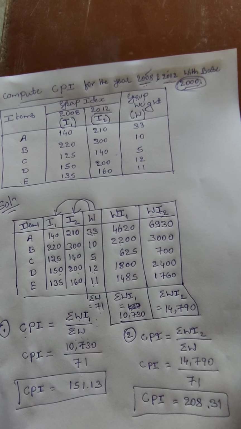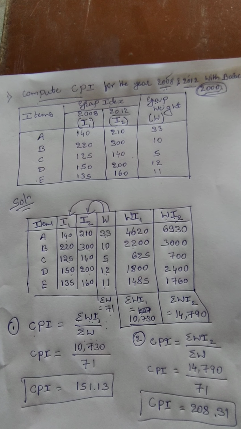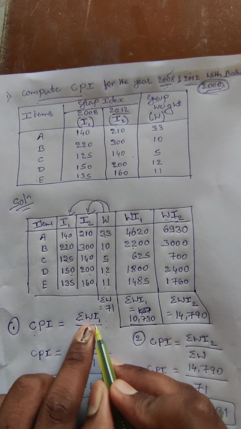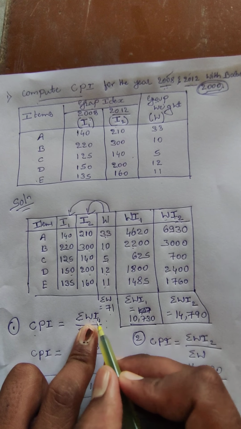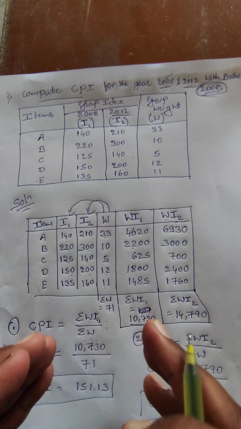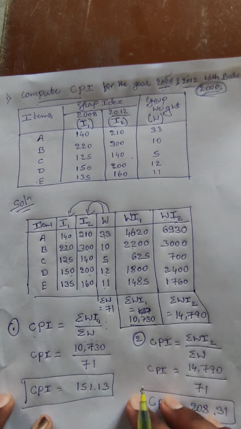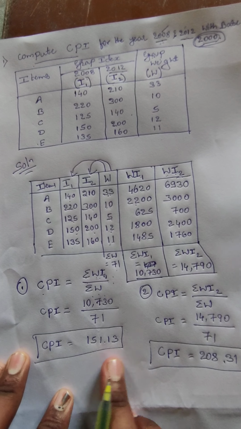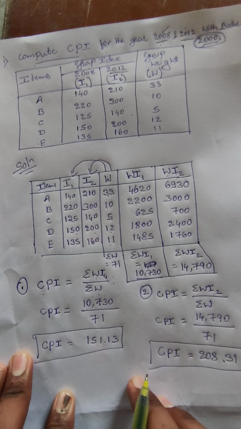Okay students, I think you all understood how to calculate this. In the previous problem, they gave information of only one index or price. When they give information of index, we apply I here. When they give information of price, we apply P here. This is the way of calculation when they give information for 2 years. Sometimes they give information for 3 years. Then we calculate the same way, and apply one more formula: CPI is the summation of WI3 divided by the summation of W.